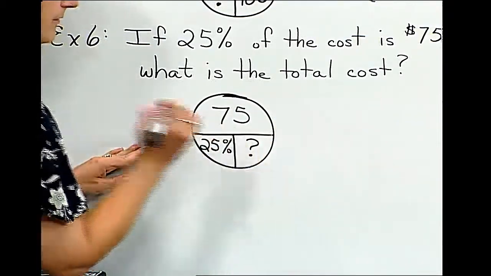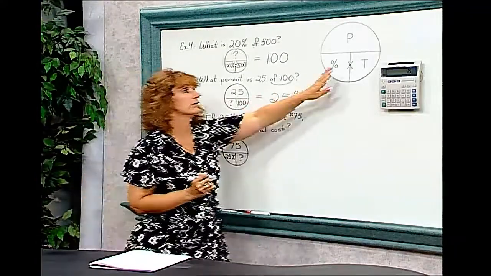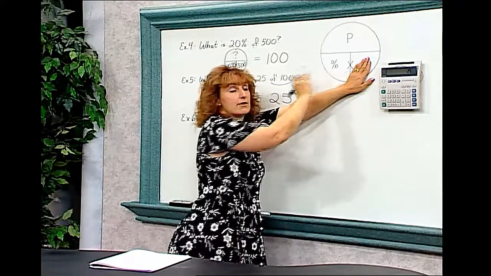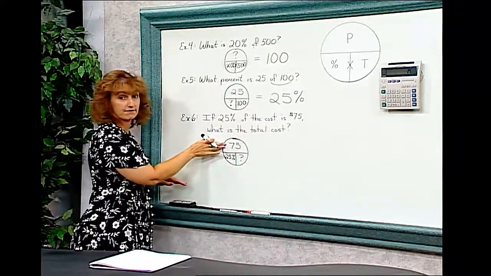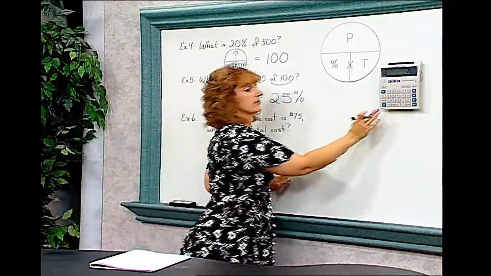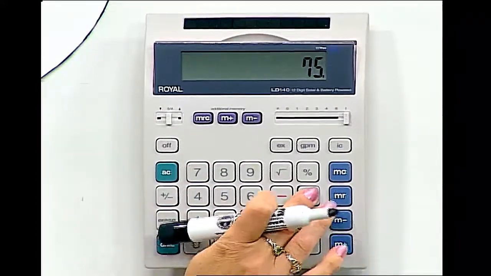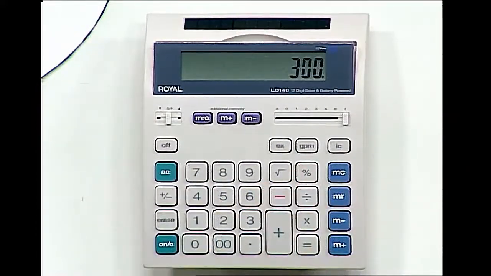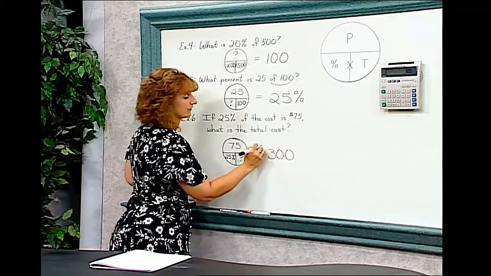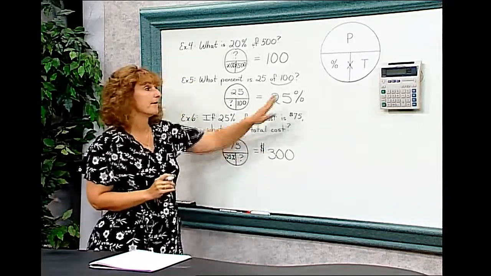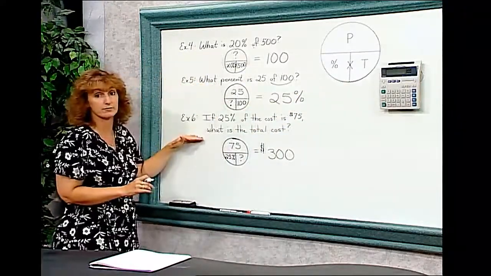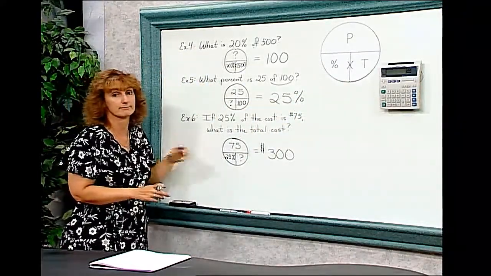That's another clue. So if I hide the total, I know I have to divide the part by the percent. So in this problem, I need to do 75 divided by 25%. Using my calculator, 75 divided by 25%, I get $300 as my total cost. So remember, memorizing the percent circle will greatly help you solve any of the 3 types of percent problems that you are ever presented with.